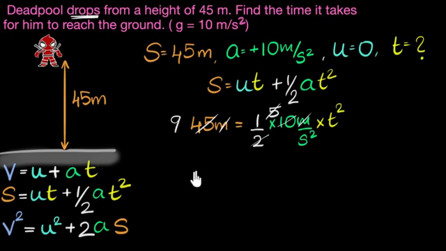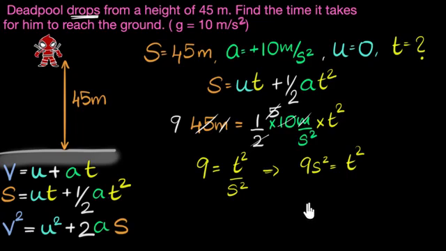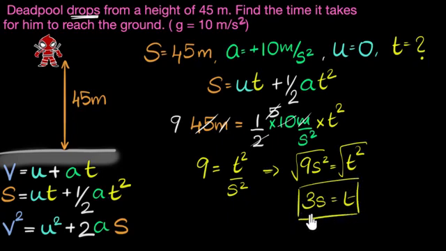So what do we have? We have 9 on the left-hand side, and we have t squared on the right-hand side divided by second squared. If I multiply by second squared on both sides, I get 9 second squared equals t squared. Since I want to calculate what t is, let's take the square root on both sides. Square root of 9 is 3, square root of second squared is seconds, equals t. And there's our answer. So t is 3 seconds.